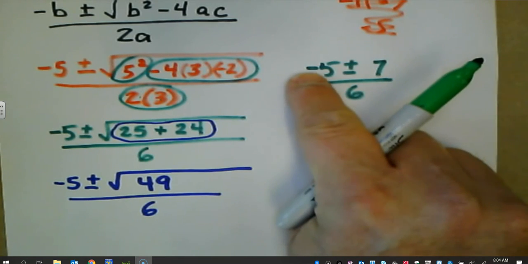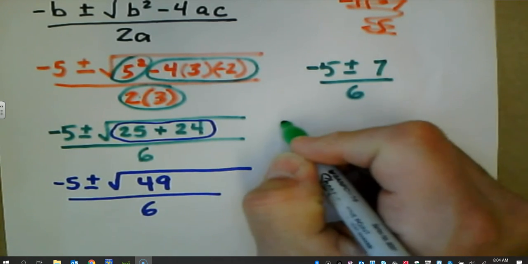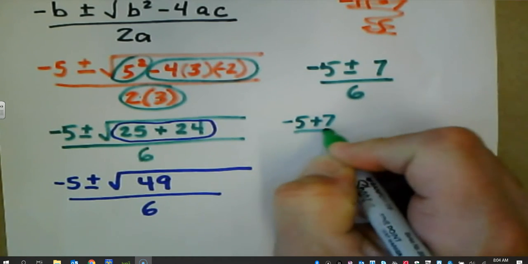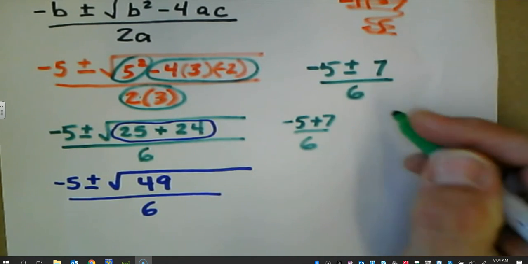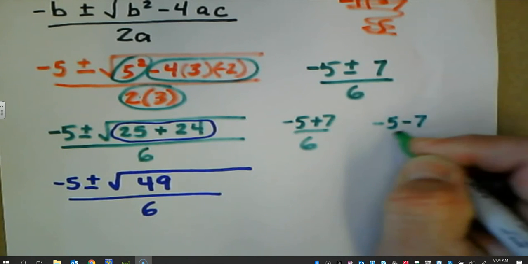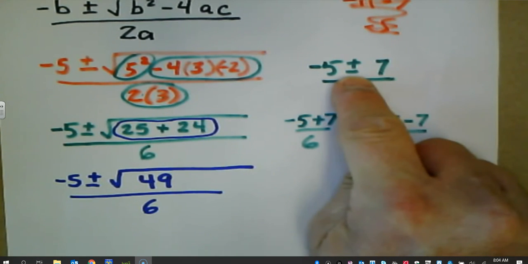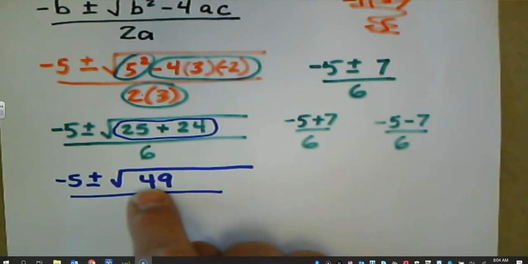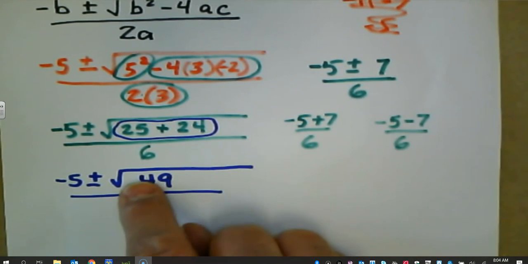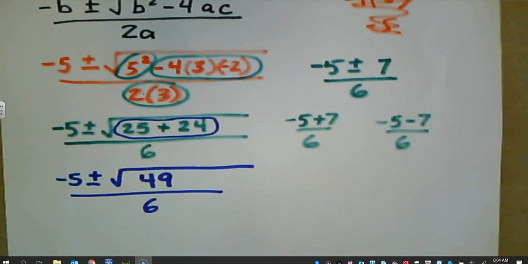Now, does everybody see it's -5 plus 7 and it's -5 minus 7? Well, we need to do that. So -5 plus 7 over 6, and then that's the top part, and then we need to do -5 minus 7 over 6. Everybody get that? See the plus and minus? Guys, because -7 times -7 is 49, and 7 times 7 is 49. That's why there's a plus and a minus, because those could be negative.